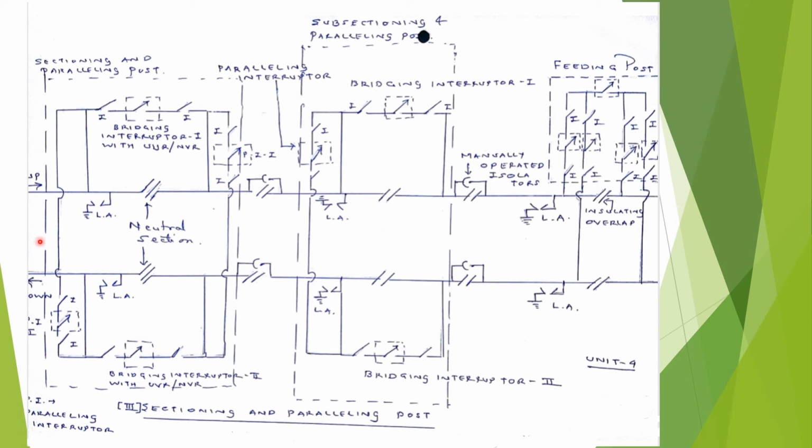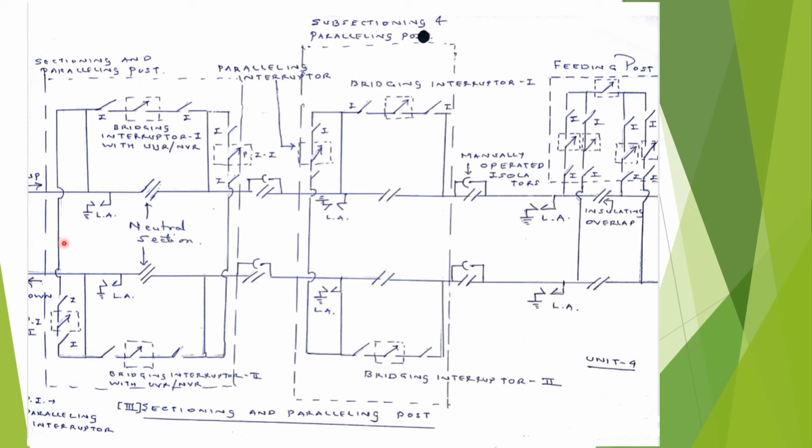On the left hand side of the neutral section, you also have another section, that's section 1. Now this section, which is on the right hand side of the neutral section, say if I call it section 2, is provided with the supply by this feeding post. And similarly, on the left hand side of this neutral section, section 1 will be provided with power supply by another feeding post which is there on the left hand side of this neutral section.